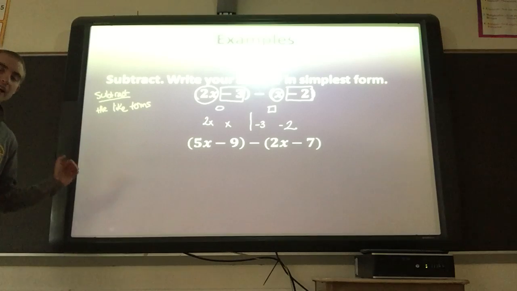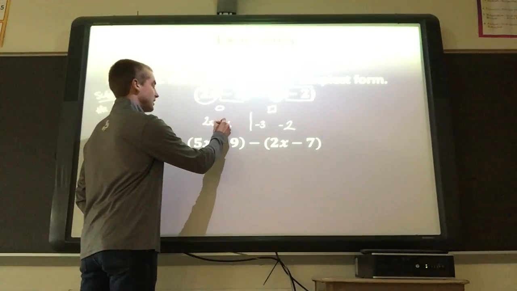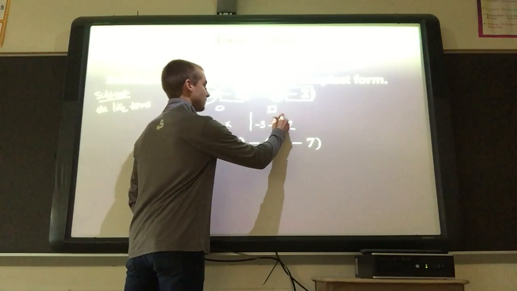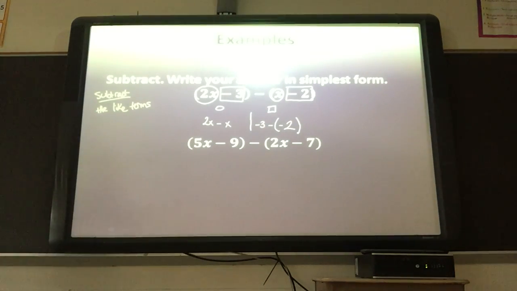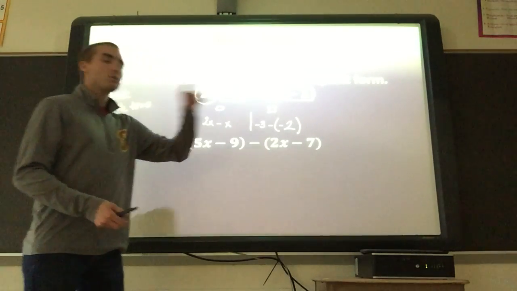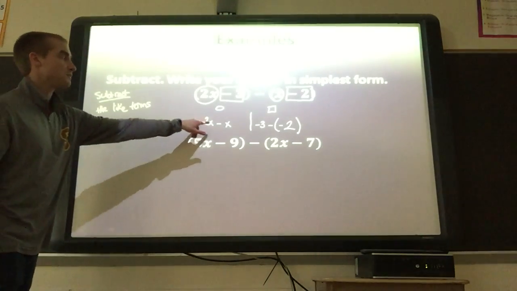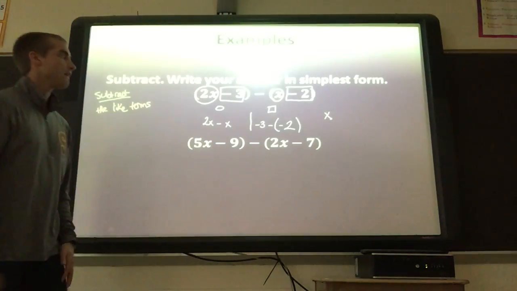Because we are subtracting, it's a little bit different. We're going to write a subtraction sign in between both of these. So I'm going to also put parentheses around that minus 2, just so we know it's minus a negative 2. So we write the 2x and the x, and we're subtracting those. We write the minus 3 and the minus 2, and we're subtracting those. 2x minus 1x is just going to get us 1x, so just x.